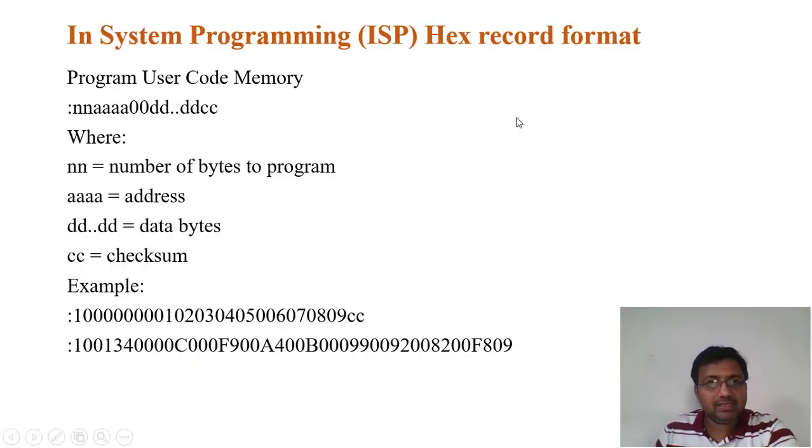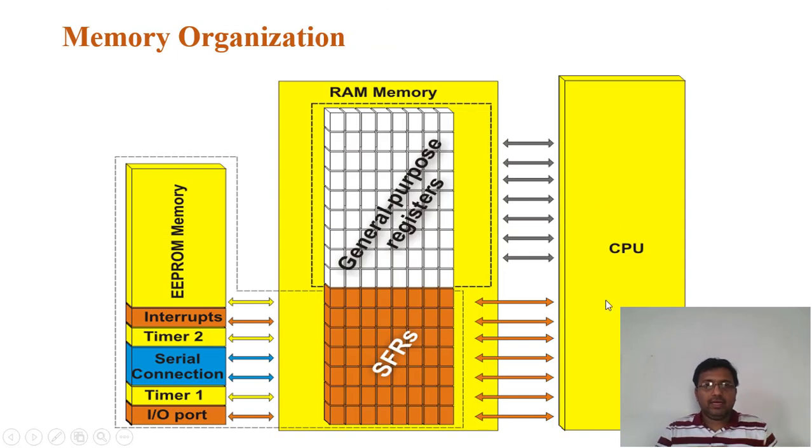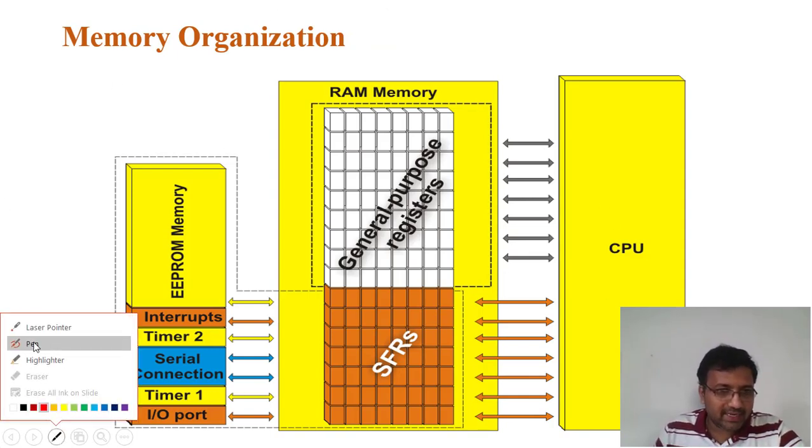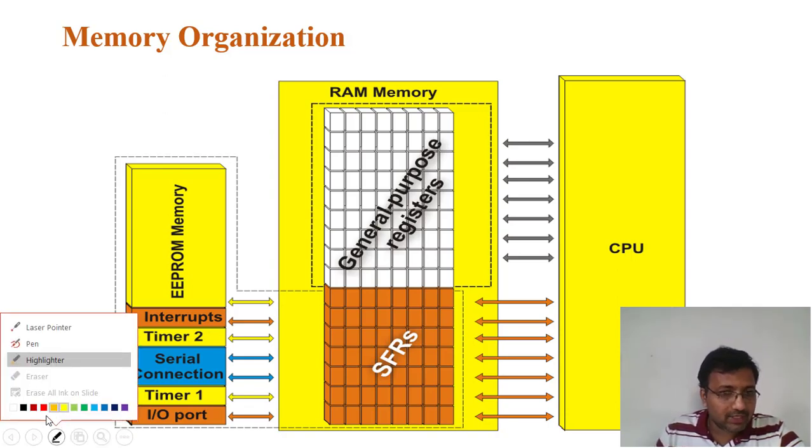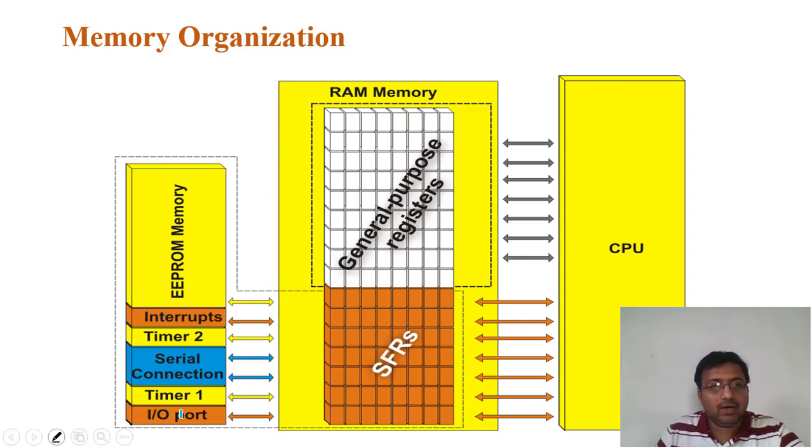Okay, then we'll see some memory organization. So here it is a memory organization of 8051. So what is there inside this memory organization? Change the color for the highlighter so that it's visible for you. Yeah. So here these are the IO ports. So again, these are located in the memory.